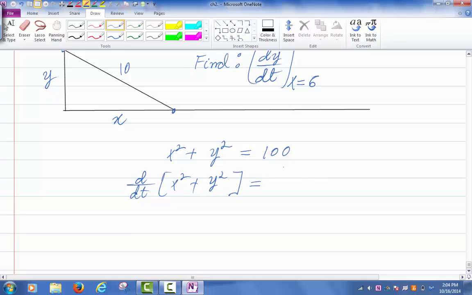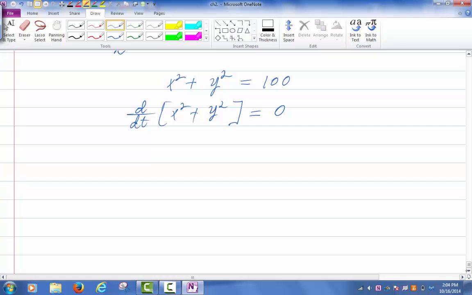what's the derivative of 100? 0. And what's the derivative of x squared with respect to time, not with respect to x, right? Yeah, it would be 2x times dx/dt. Plus, what's the derivative of y squared with respect to time?